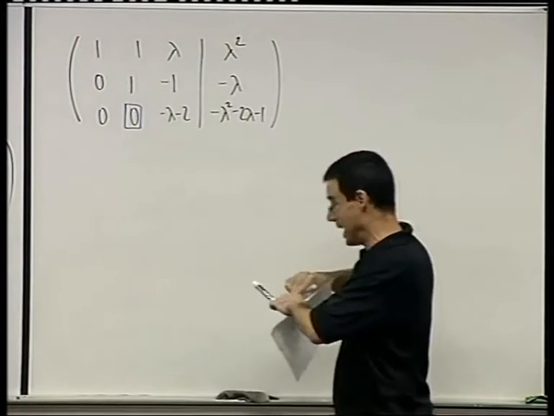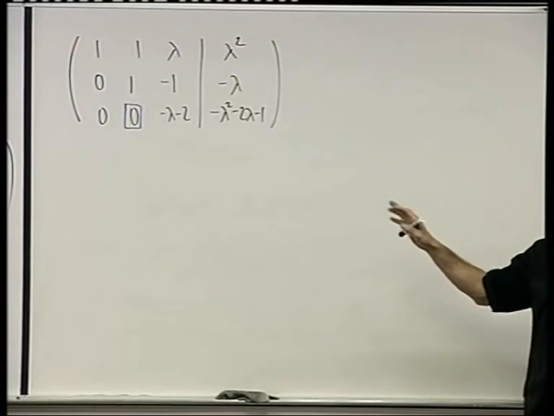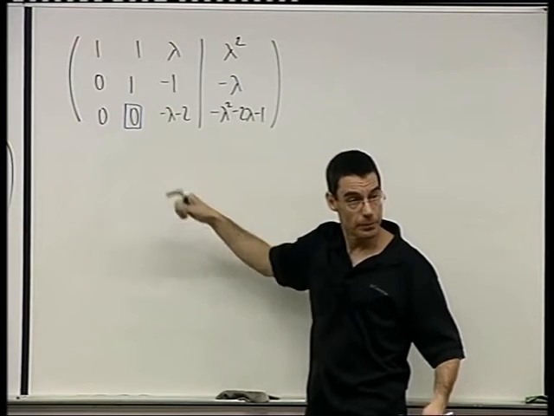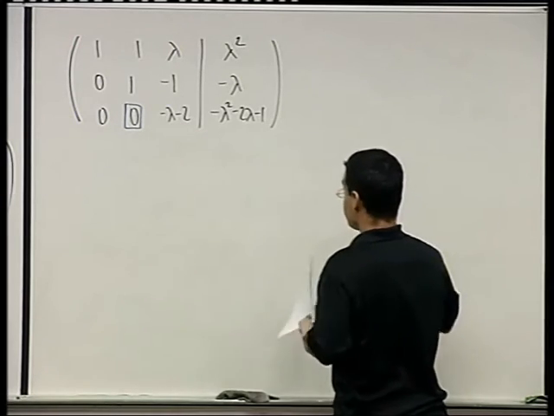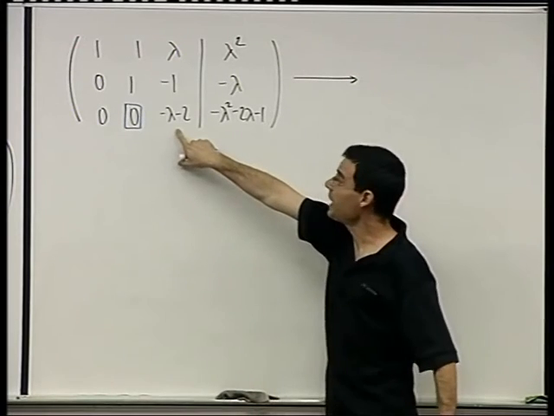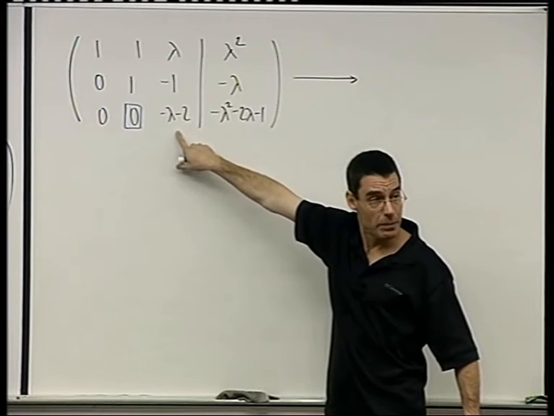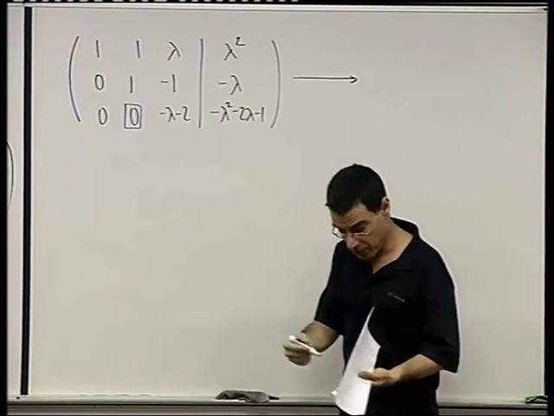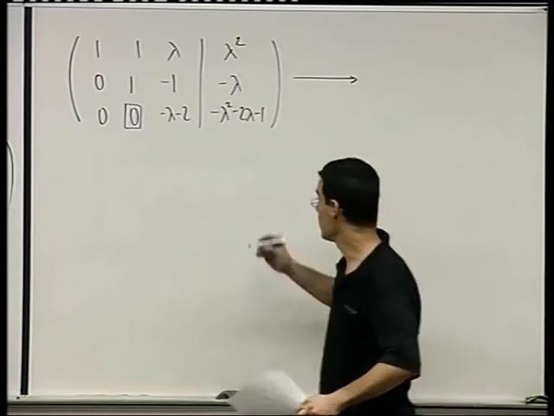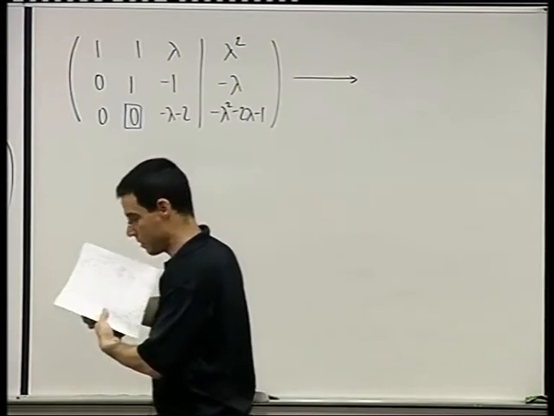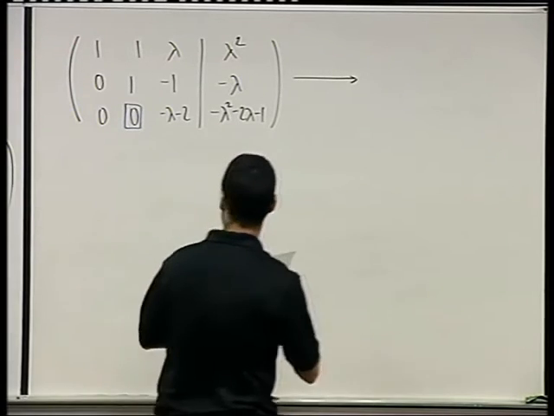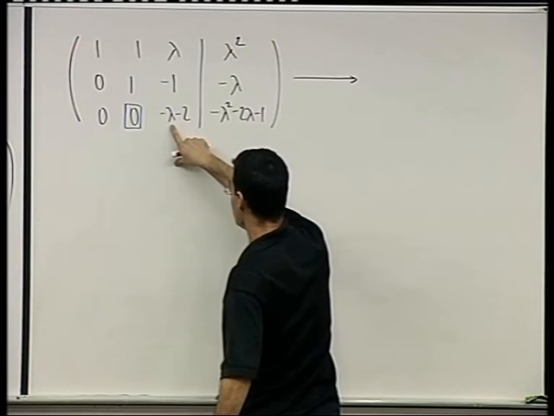You can see that we're heading towards the row echelon form, right? Let's make this one into a 1, and then we're happy. So, last step, I want to divide by minus lambda minus 2. For that, I'm going to have to throw in another assumption, that lambda is not equal to negative 2.